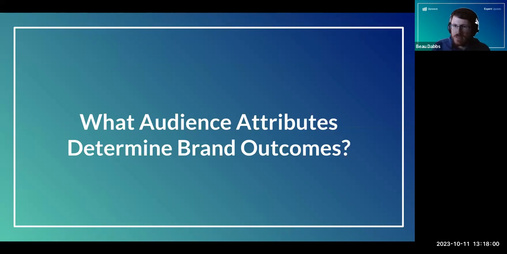So we get these feature importances by examining the models that are trained to understand the relationship between brand outcomes and demographic and behavioral traits of consumers. For this, we're using a model called random forest, where we try to predict brand outcomes by iteratively splitting the data based on audience attributes.